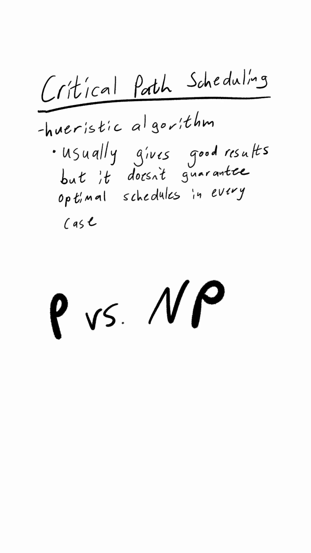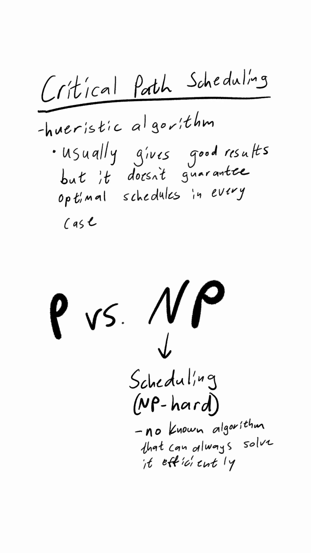This connects to the famous P versus NP problem in computer science. Scheduling tasks optimally in general when you have complex dependencies and multiple processors is an NP hard problem. That means there's no known algorithm that can always solve it efficiently in polynomial time. There are too many moving parts that make the time required to find the optimal solution increase exponentially as the situation grows. I talk more about this in my heuristic algorithms for the traveling salesman problem video. It's a super interesting topic, so check out that video if you're interested.